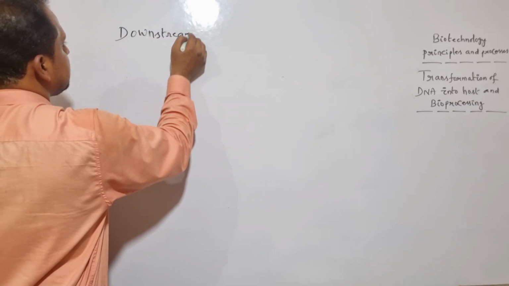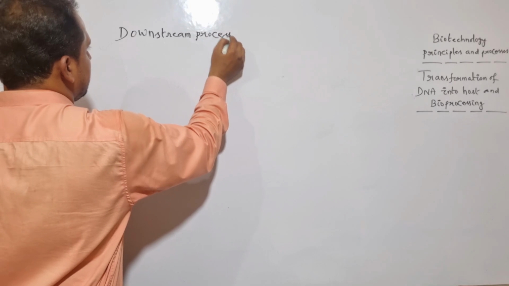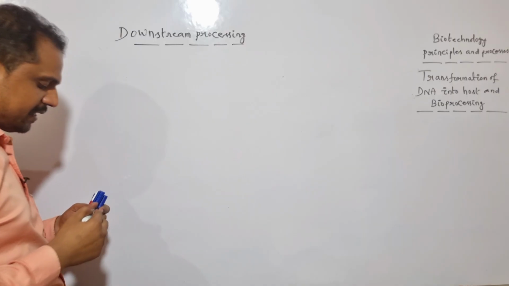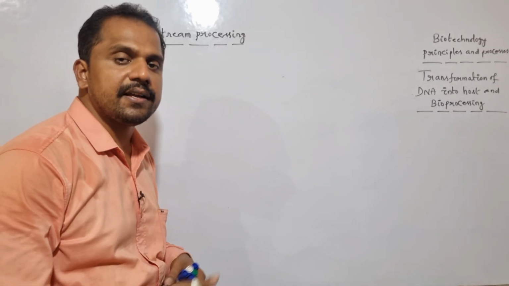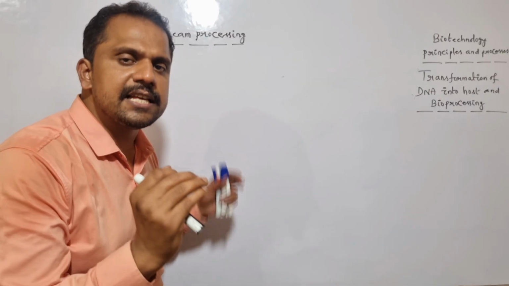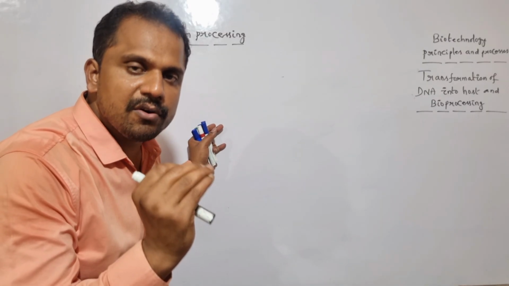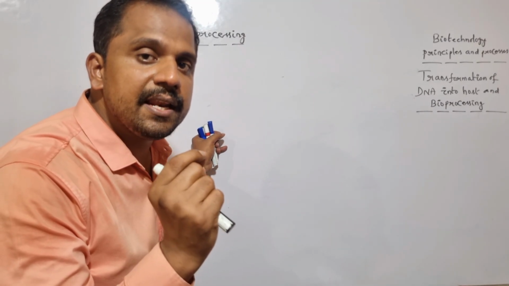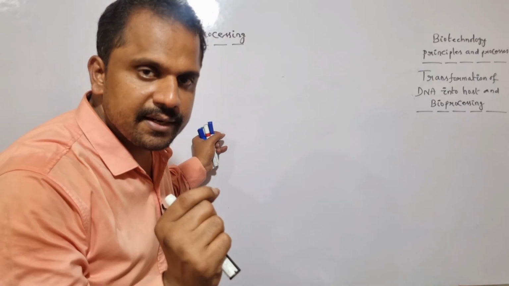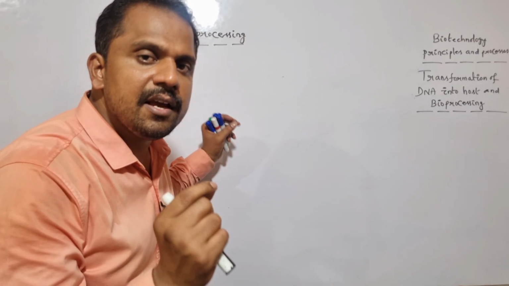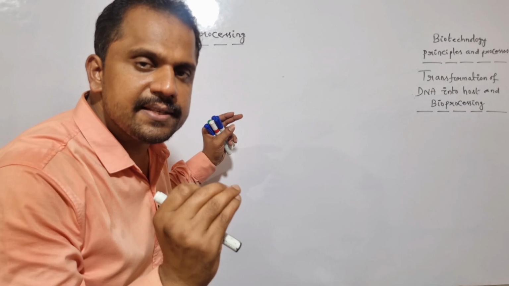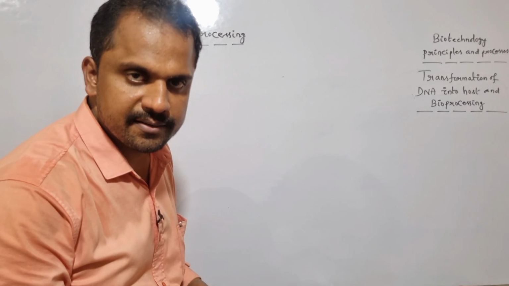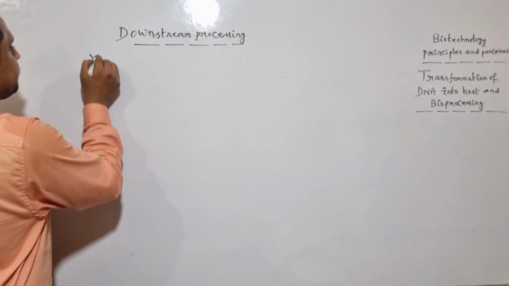So here, what is downstream processing? After the successful production of bioproducts by taking advantage of the specific bioreactor through the biosynthetic stage, the specific bioproducts have to undergo downstream processing. In downstream processing, there is a requirement of many purification techniques and separation techniques. Is it clear? So let me write it on the board.